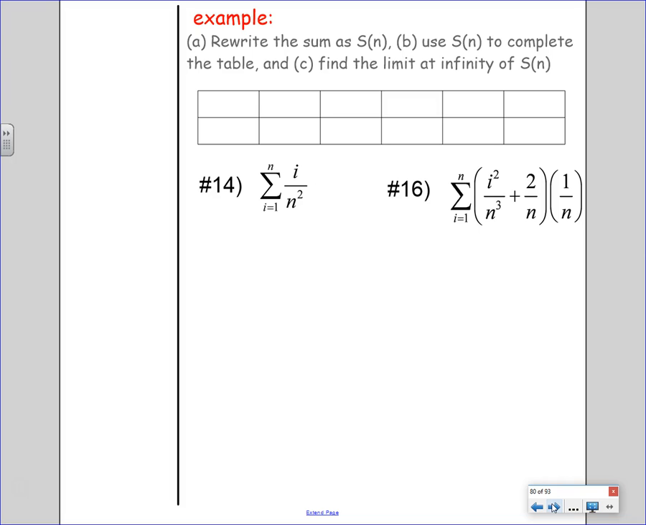Rewrite the sum as S of n. Use S of n to complete the table and find the limit. Ooh, wait a minute. Now we're doing limits at infinity of sums? Hold on. This is sounding promising. Not sticking with n equals 5 or n equals 7 or n equals 10, but instead, a limit at infinity. Okay, let's figure out what they're doing.